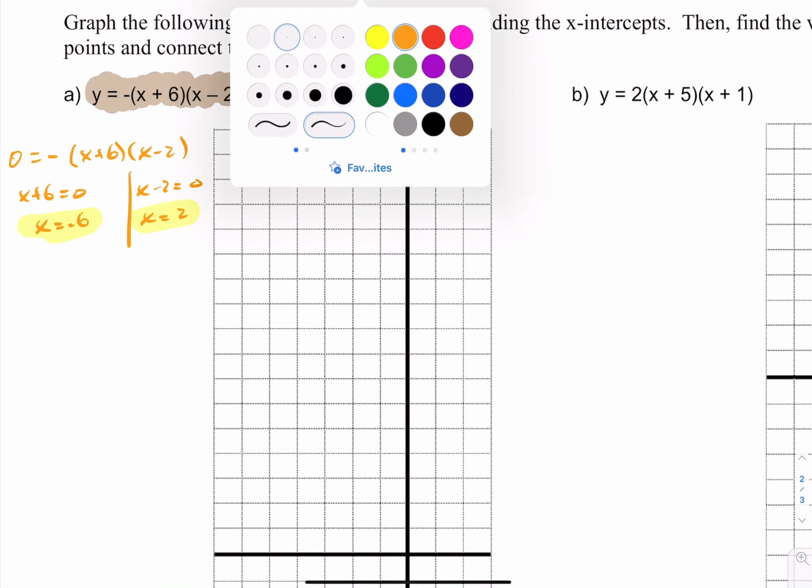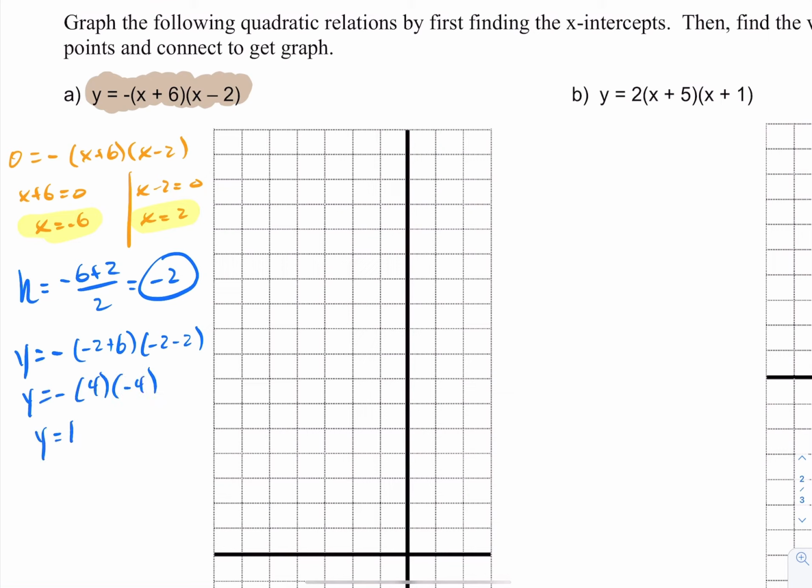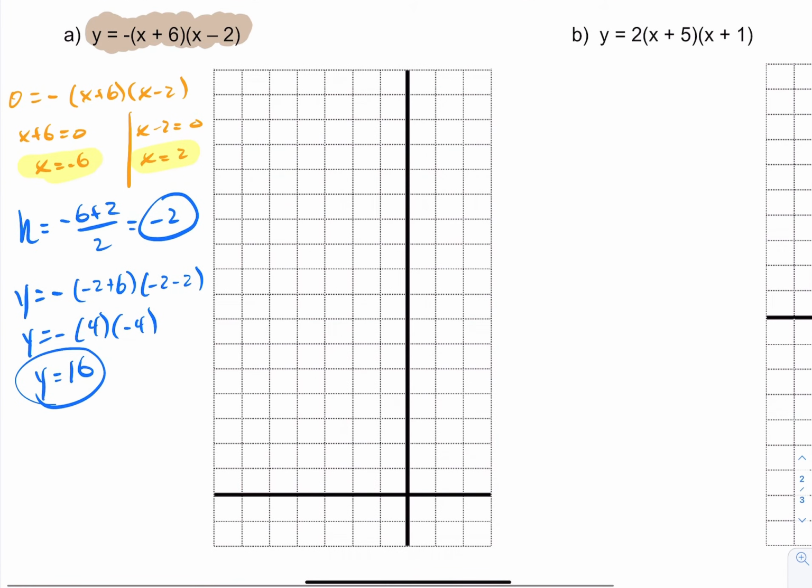Okay, now what I can do is I can find my h value for my vertex. So you're going to add up your roots and divide by 2. I end up getting negative 2 for my h value. To find my k value, or the y-coordinate of your vertex like we talked about, you sub it into your original equation. So in the place of x, I'm going to sub in a negative 2, and I get y equals negative 4 times negative 4, you get y is 16. So the vertex here is negative 2 and 16. So now we have our vertex.